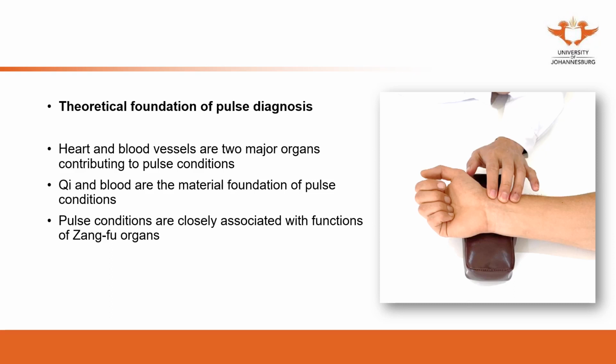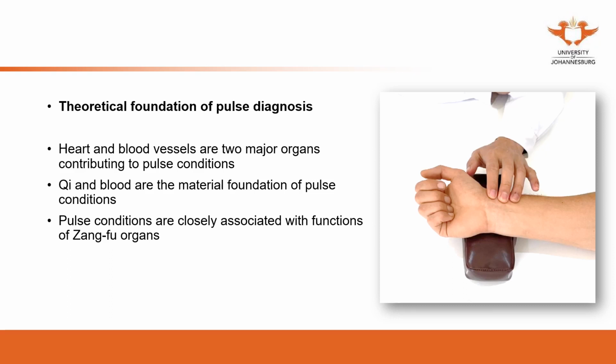The pulse is also related to the kidney. The kidney is where the essence is stored. The relationship between the essence, the qi, and the blood is the relationship that we have introduced in the basic theory. So these are how they relate to each other.